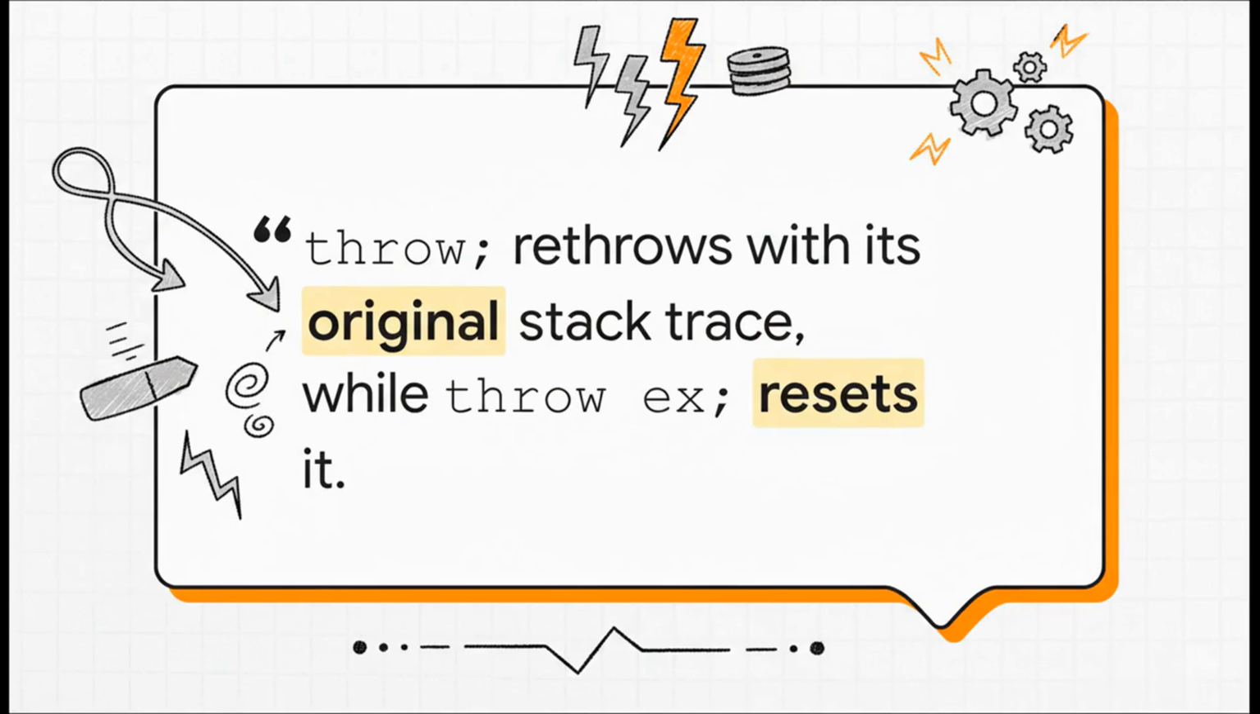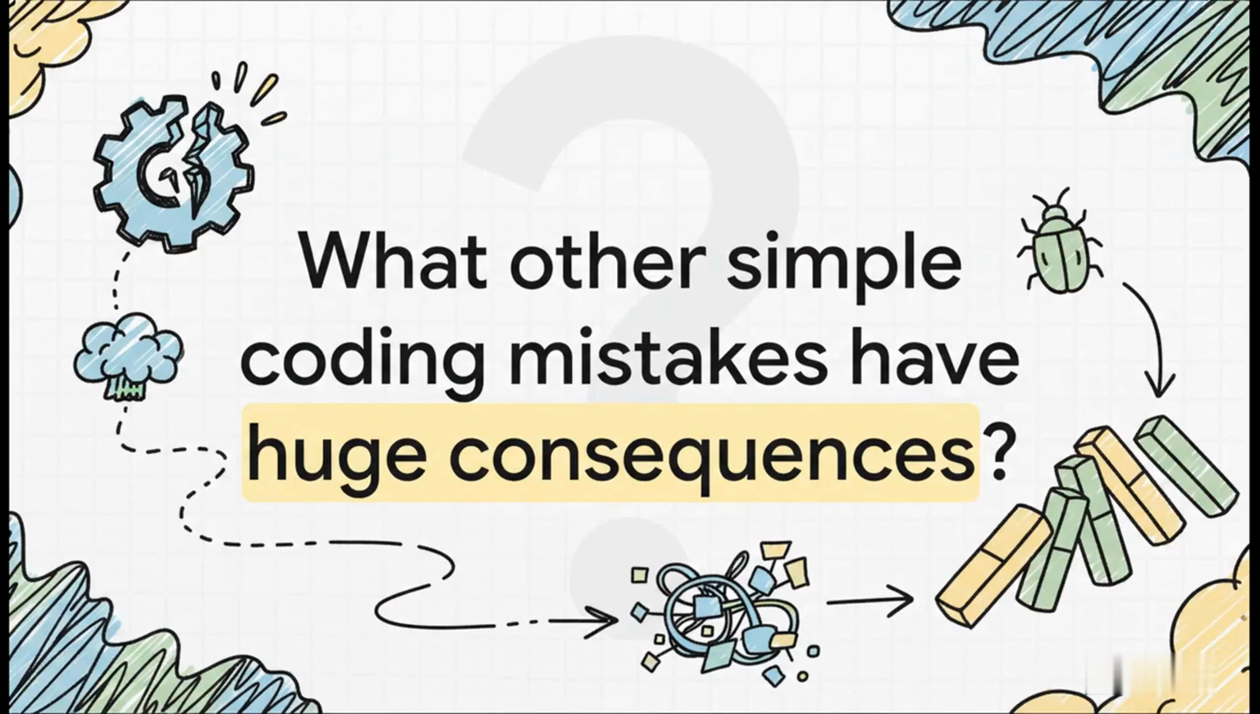Simple as that. And if you want to boil it down to one killer line that's perfect for an interview, here it is. Throw rethrows the same exception with the original stack trace, while throw x resets the stack trace. It's concise, it's accurate, and it shows you know exactly what you're talking about. And that really wraps it up. The whole throw versus throw x thing, it's a perfect example of how one tiny detail can show just how deep a developer's knowledge really goes. It kind of makes you wonder, what other seemingly simple coding mistakes out there have these massive consequences?